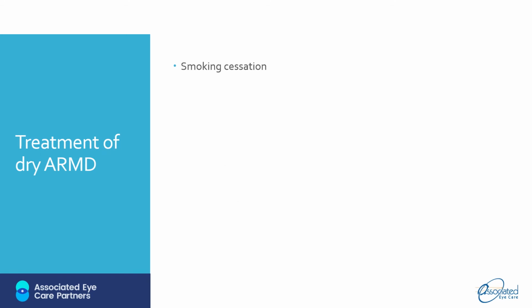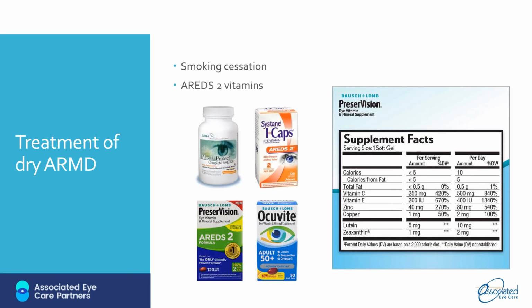So how do we treat it? Again, I said the major risk factors are age, which you can't do anything about, and family history, you can't do anything about. Smoking cessation can be used to help patients with macular degeneration slow down the progression of it. So if patients are looking for one more reason to quit smoking, here's another reason to quit smoking. And then the last thing we have for dry macular degeneration is these AREDS2 vitamins.